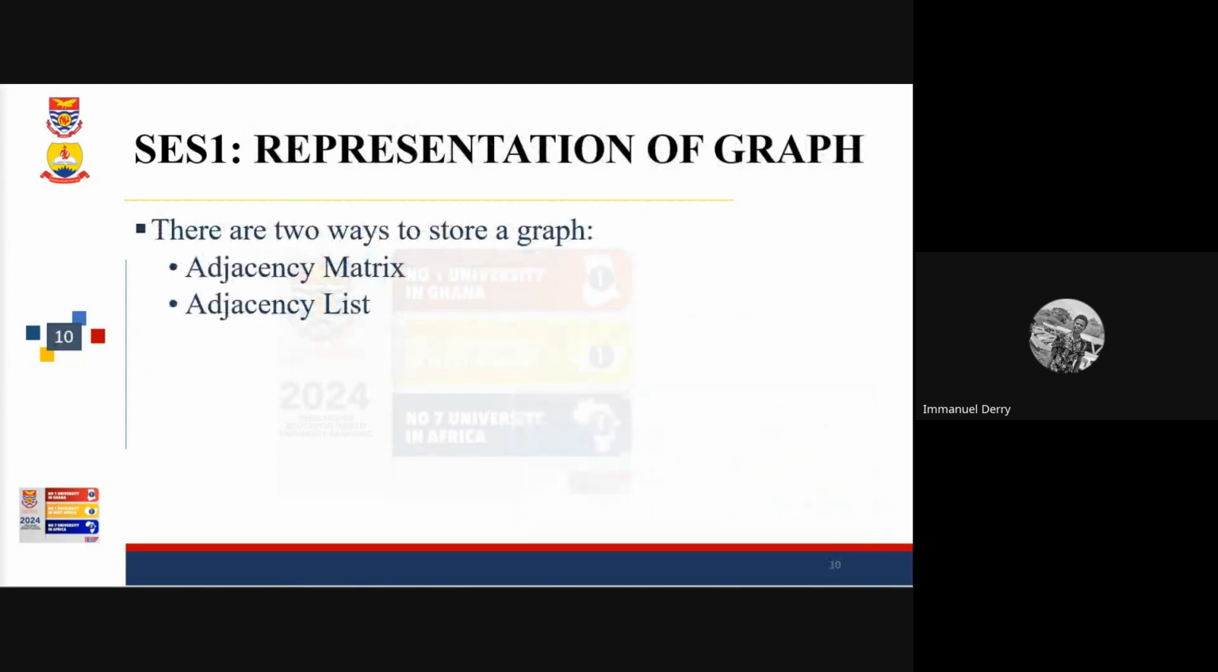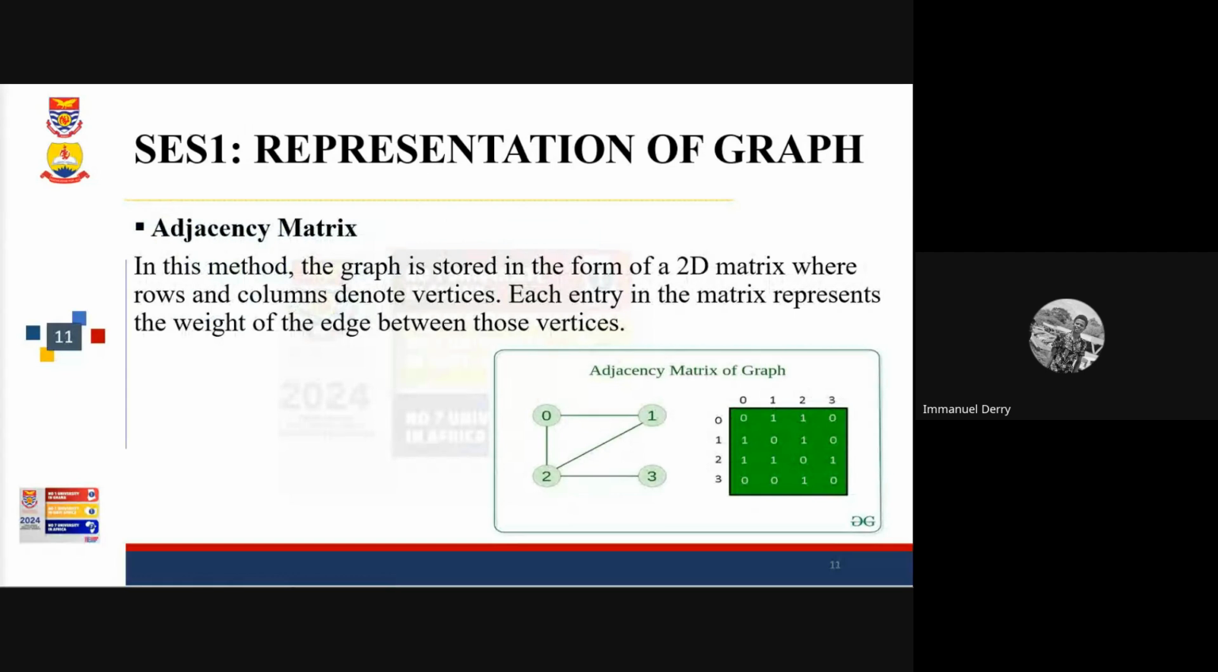All right, so let's look at how the computer system can represent the various graphs that we just understood. And there are basically 2 ways that graphs can be represented or stored. One of them is the adjacency matrix, and the other one is the adjacency list. And I believe all of us know matrices, right? All right, so let's talk about the adjacency matrix first.